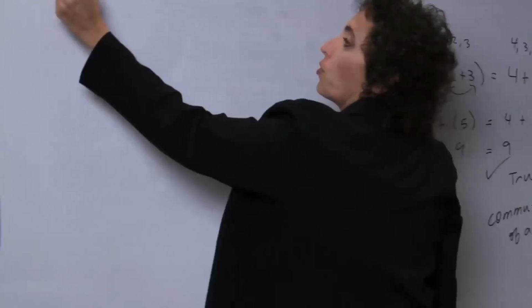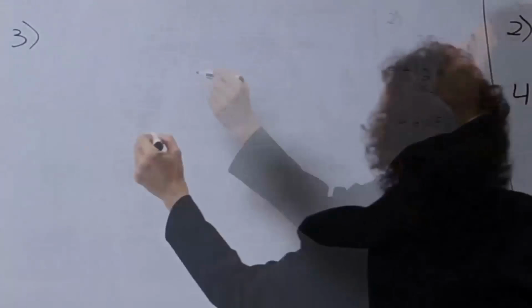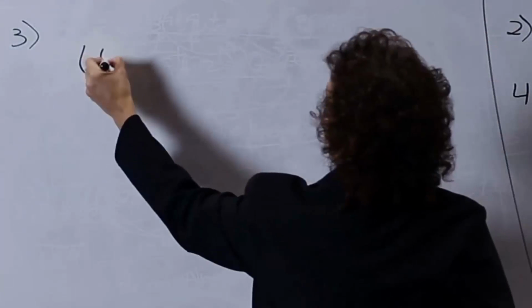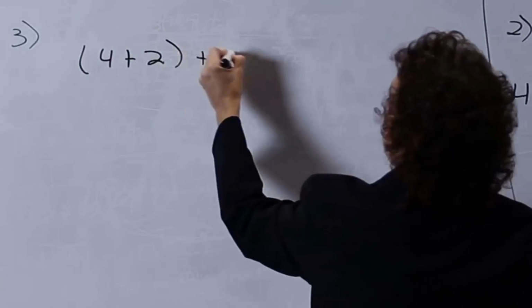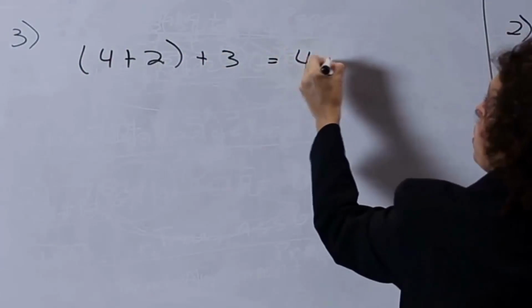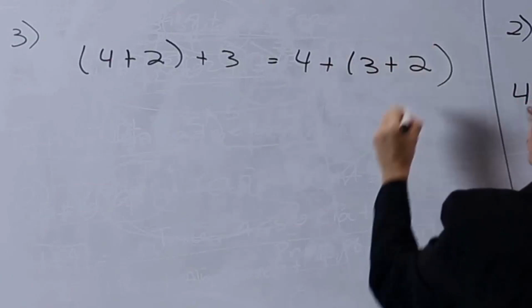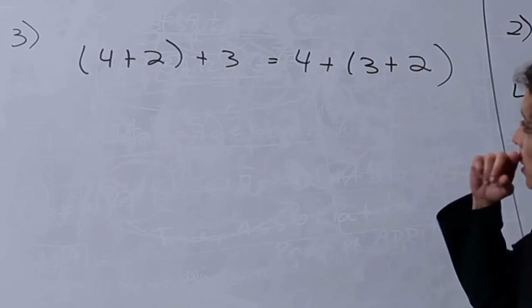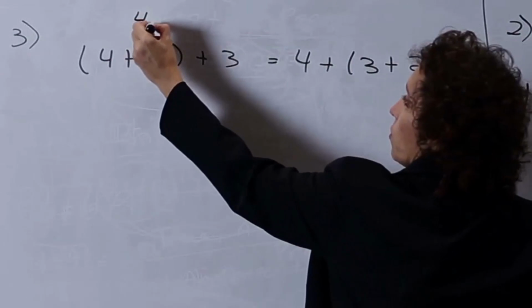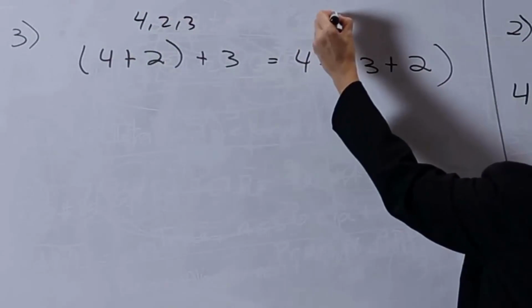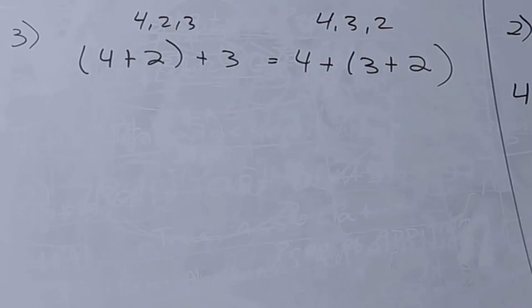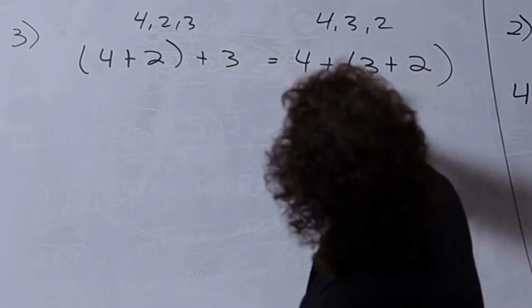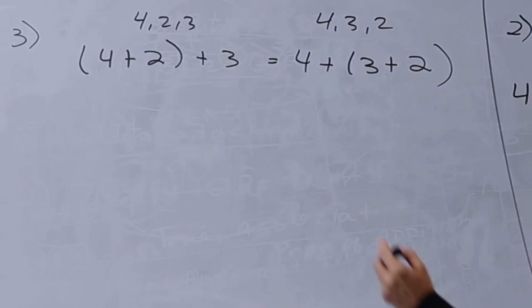Okay, so let's look at this third and final example. In this third example, we have 4 plus 2 plus 3 equals 4 plus 3 plus 2. Okay, let's take a look at this. Without parentheses, this is 4, 2, 3. This is 4, 3, 2. Again, it looks like 4 plus 2 plus 3. Okay. Again, it looks like this is going to be a true statement.